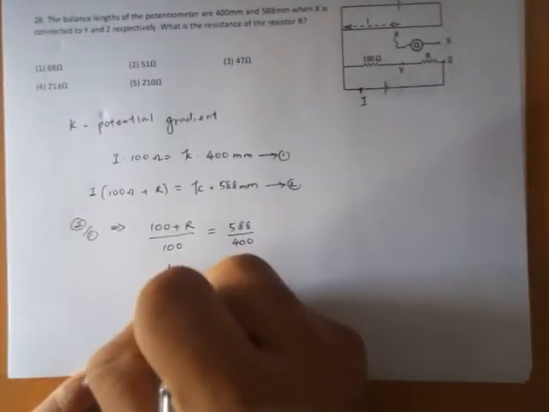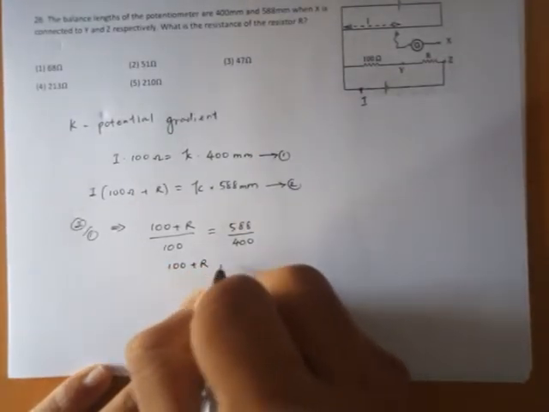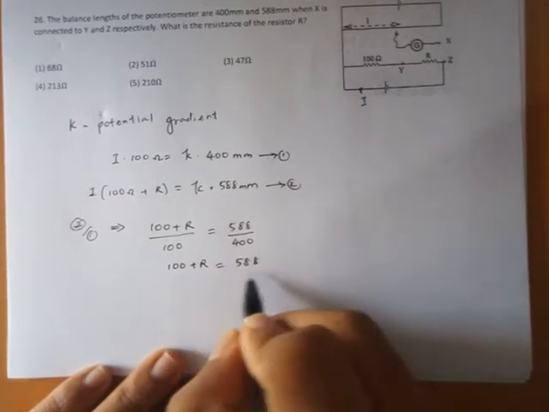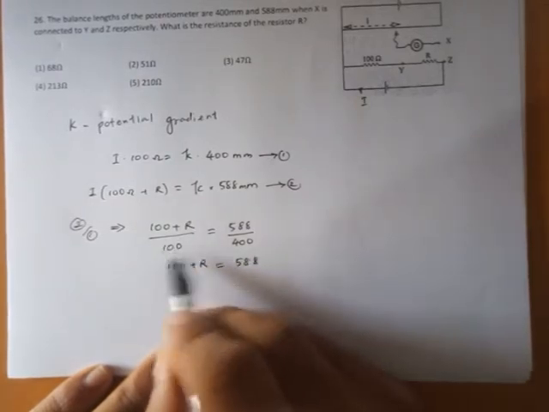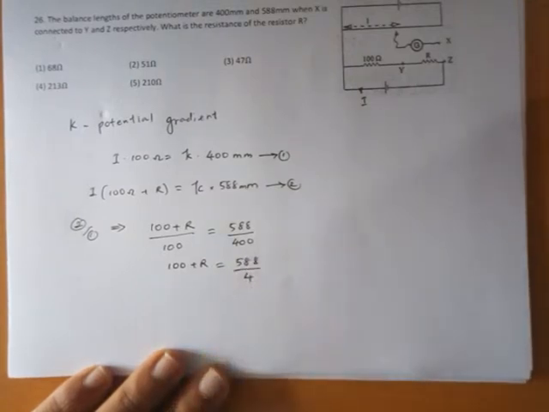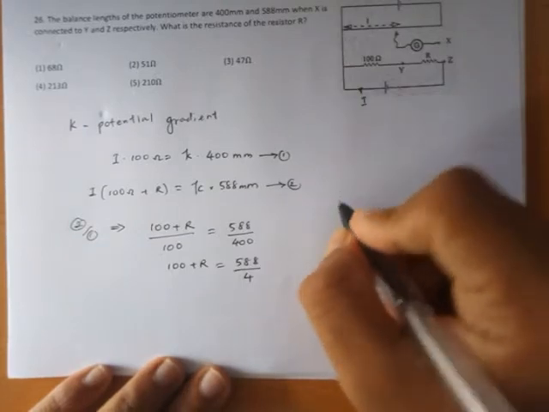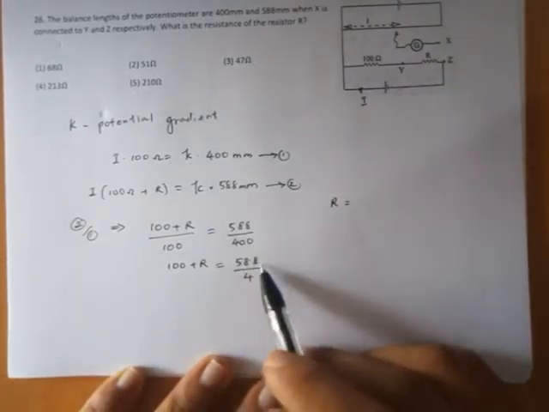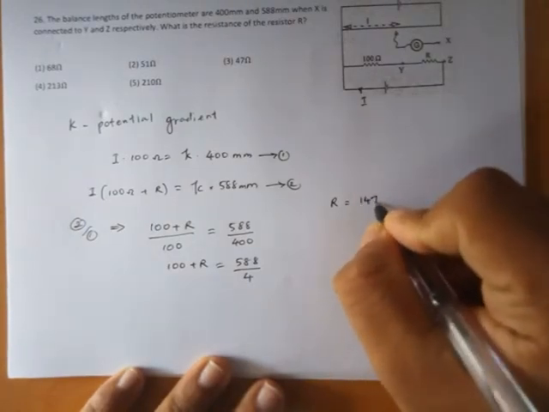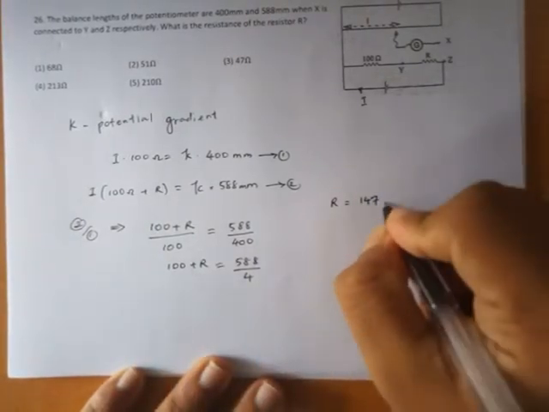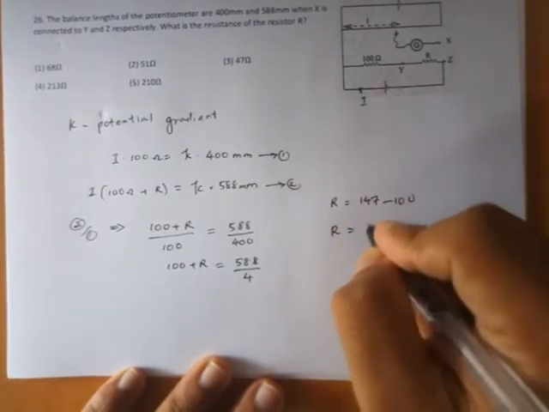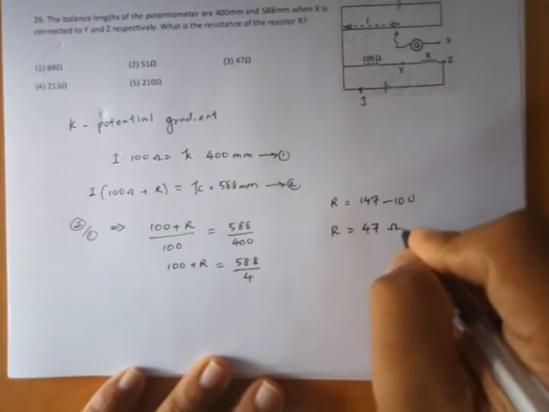So here I can write 100 plus R is equal to 588 over 400 times 100. Here 100 and 400 cancel off, so we get 4. Now 588 divided by 4 gives 147. Taking this 100 to the other side, I get 100 here. So R is equal to 47 ohm.